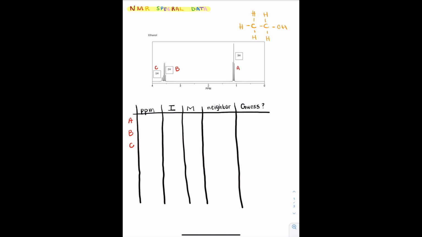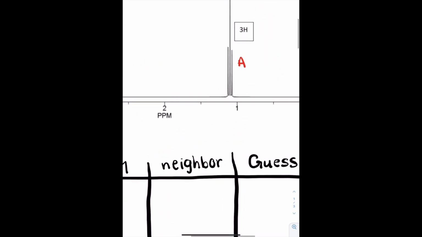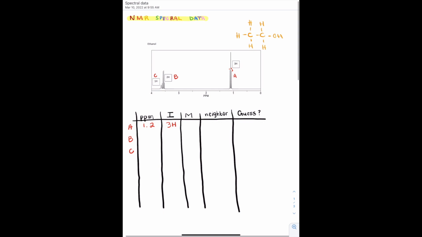So if you look at A, the ppm, it can be approximate, so it's probably at about 1.2 ppm. The integration is given to us right here, so for that it is 3H, which means that there are 3 hydrogen atoms in the area of that NMR signal. For the multiplicity, we're going to look at how many peaks are attributed to the signal. So for this one right here, I'm going to zoom in and you're going to see there's 1, 2, 3 peaks. And so for the multiplicity, that will be called a triplet. So I'm just going to write trip for short.